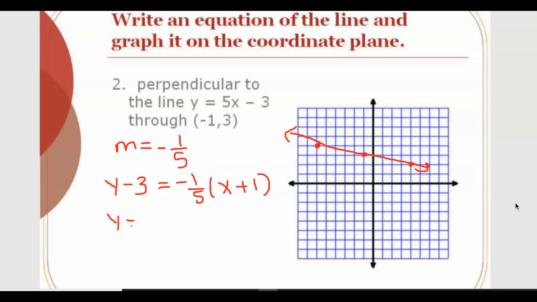And then you get y equals negative 1/5 x minus 1/5 plus 3. And then combining like terms, you get y equals negative 1/5 x plus... And once again, you have to change 3 to have a common denominator with 1/5. So that would make it 15/5 minus 1/5, which would be 14/5.